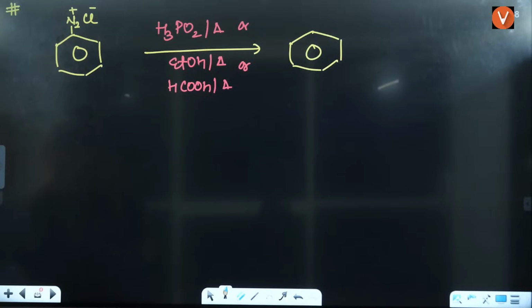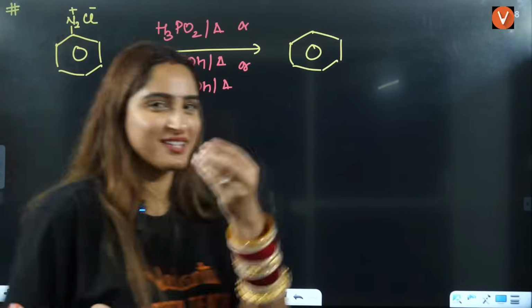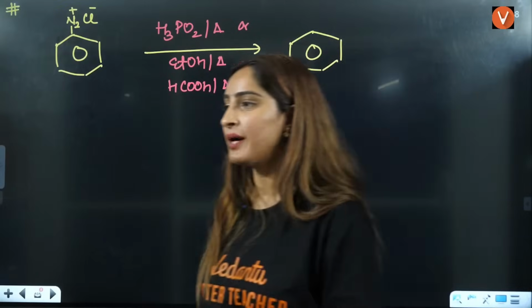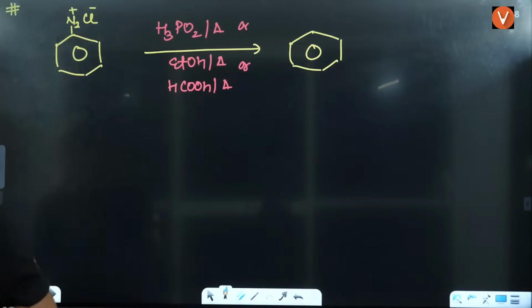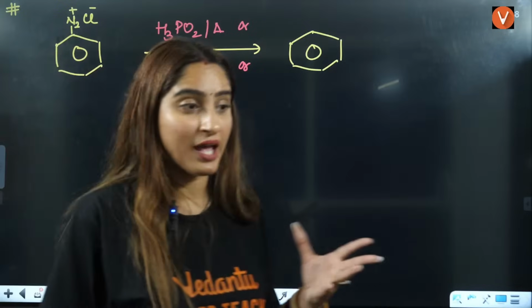Beta, how much time have we completed? 91. Okay, I took 10 minutes extra, right? But so many things I taught you in between, right? So I don't think so.